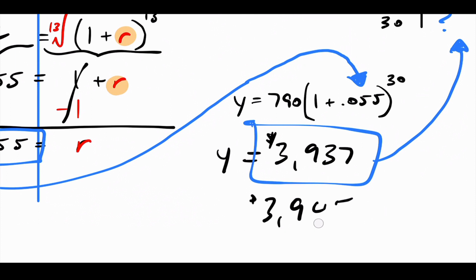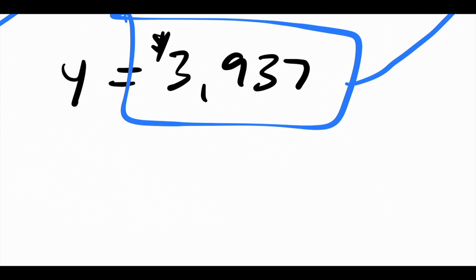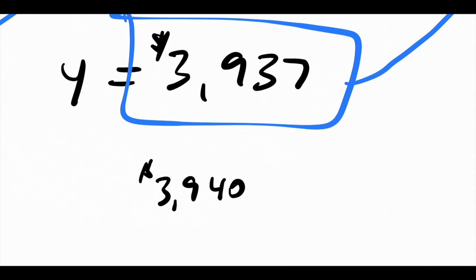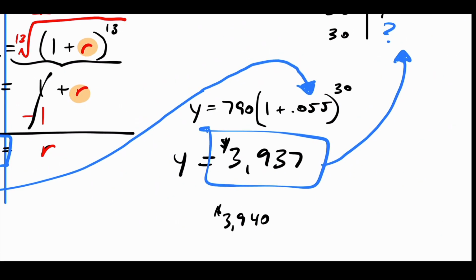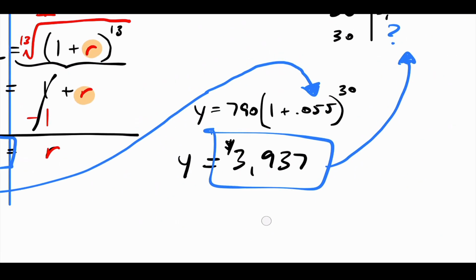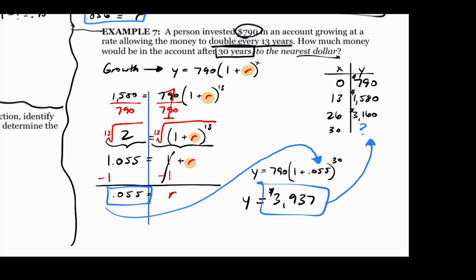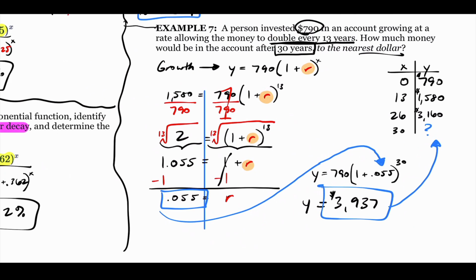I would give credit to both of them as long as your work makes sense. Because the answer key, you'll put this answer in, and the answer key will be like $3,940. And you'll be like, Mr. Flores, I did it wrong. No, you didn't. You just rounded differently, right? It happens. As long as this work is okay, you're okay. You can be off a little bit. When you round, things like that happen. Okay?